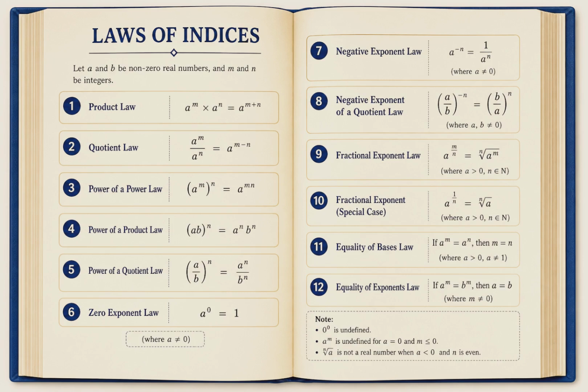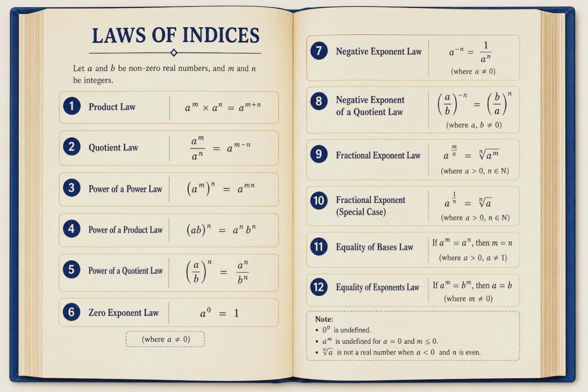Now the fifth law is what we call the power of a quotient law. Now you have a over b, everything raised to power n. Our numerator is a, which is base 1, then the denominator is b, that's our base 2. In this case, we pick the numerator, raise it to the power of n, pick the denominator, raise it to the power of n. So we have a raised to power n over b raised to power n.